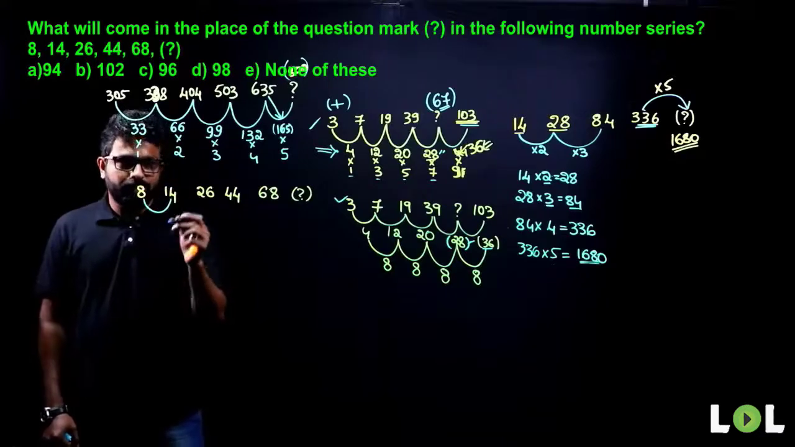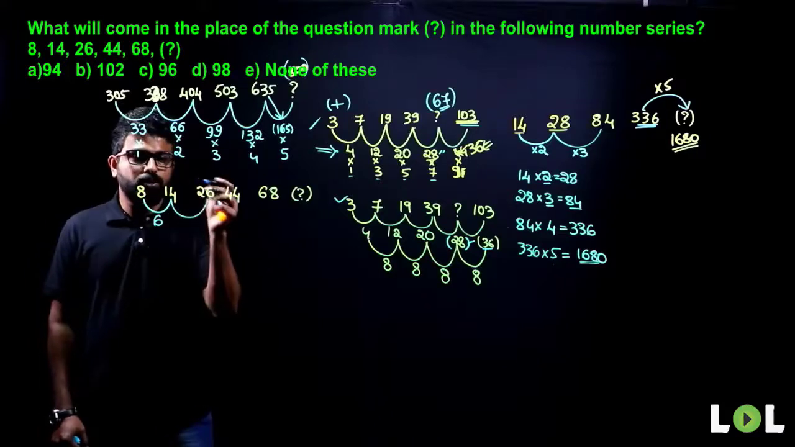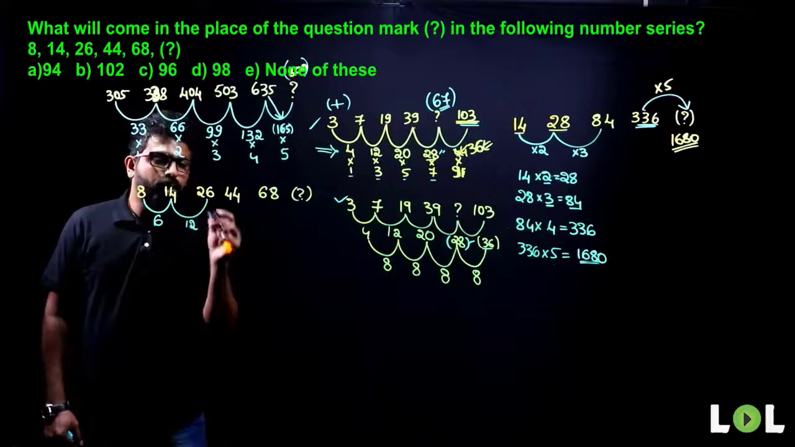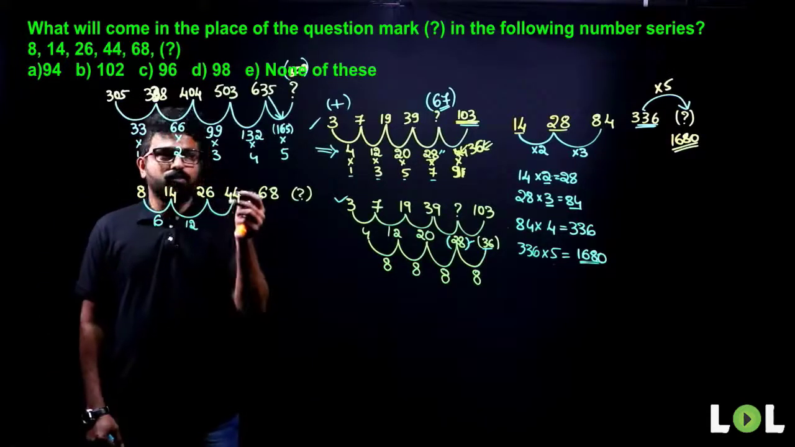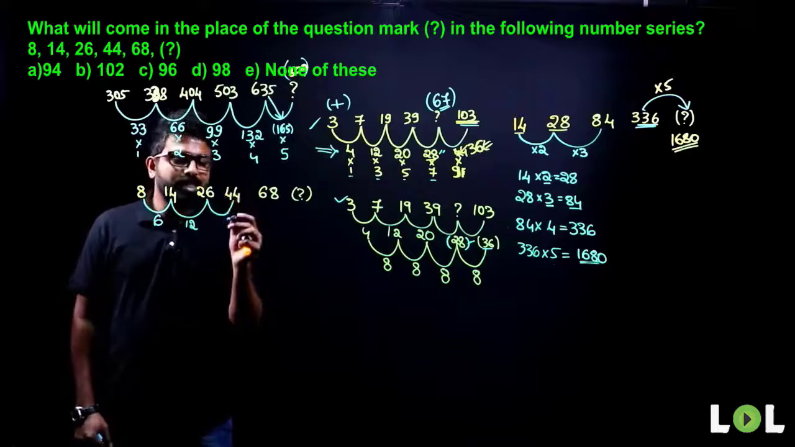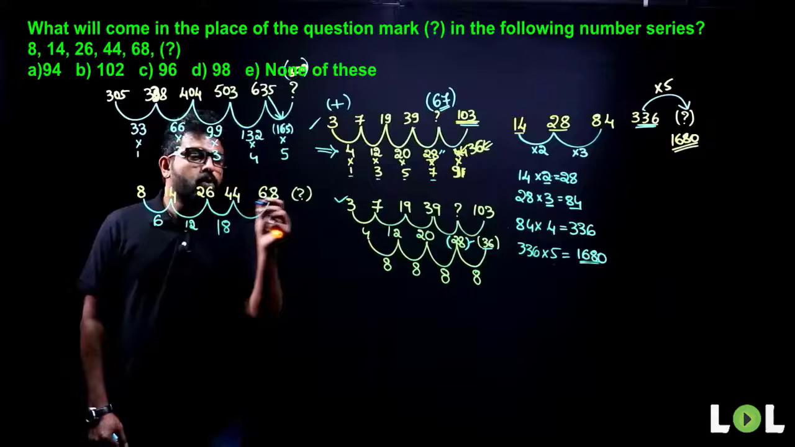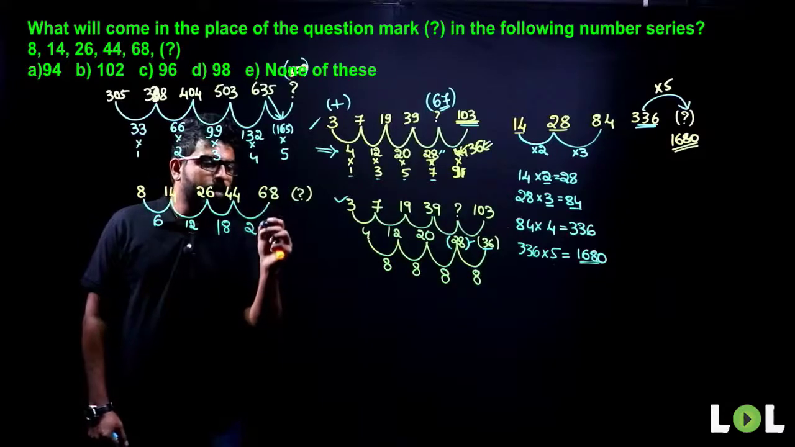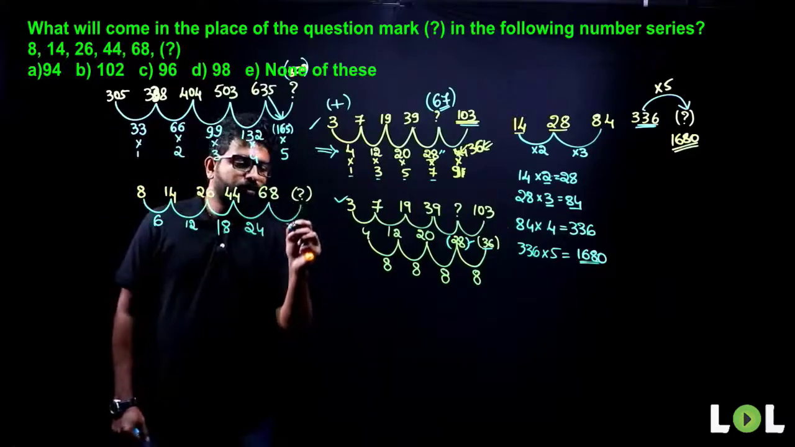8 to 14. If I take the difference, what do I get? I get 6. So 14 to 26. What will be my next difference here? My next difference here will be 12. What about 26 to 44? 26 plus 8 gives me 34, plus 10 gives me 44. What about 44 to 68? 44 plus 20 gives me 64, plus 4 gives me 68 here. So here I don't know the difference.